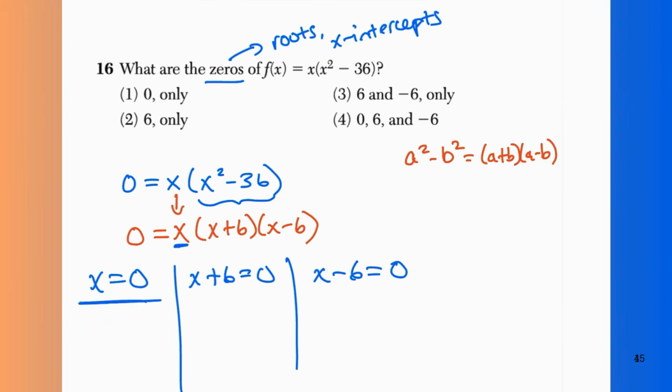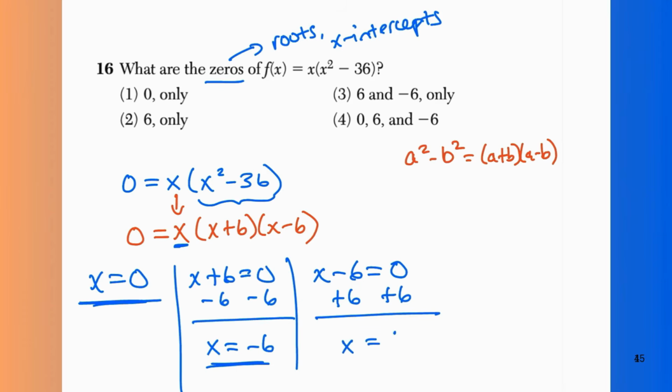So the first one, there's nothing to solve. x is simply 0. The second one, just a little one-step equation. We're going to subtract 6 from both sides, and we find out that x is -6. And the last one, we're going to add 6 to both sides to find out that x can also be +6. So here are my 3 zeros, and we can, of course, confirm this using the graphing calculator.